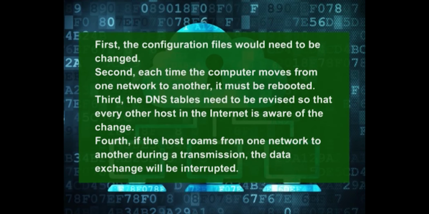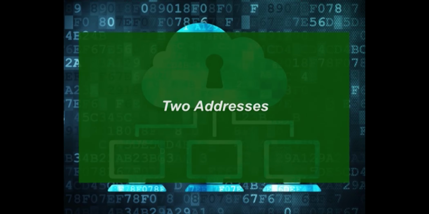This approach has several drawbacks. First, the configuration files would need to be changed. Second, each time the computer moves from one network to another, it must be rebooted. Third, the DNS tables need to be revised so that every other host in the internet is aware of the change. Fourth, if the host roams from one network to another during a transmission, the data exchange will be interrupted. This is because the ports and IP addresses of the client and the server must remain constant for the duration of the connection.